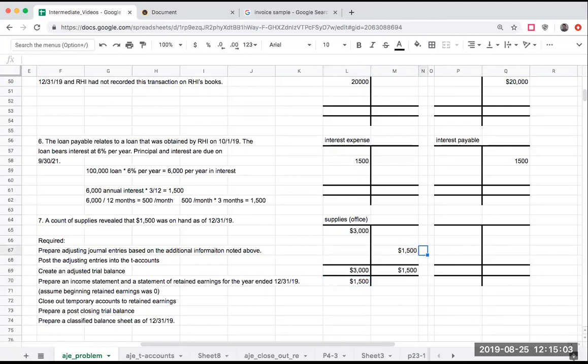But for every credit, I need a debit. And so what I'm going to do here is debit office supplies expense for $1,500. And that's how I'm going to do my adjusting journal entry for number 7.